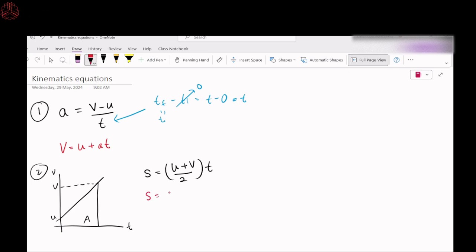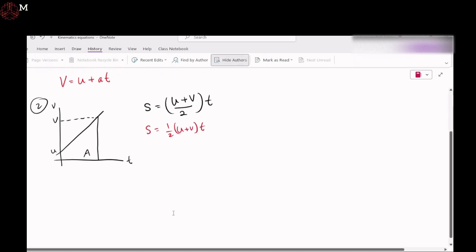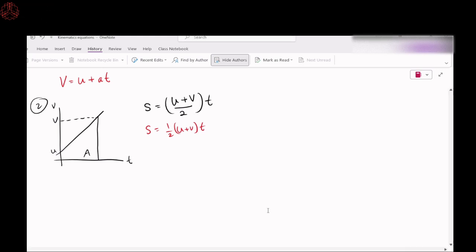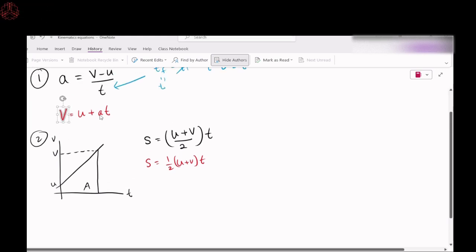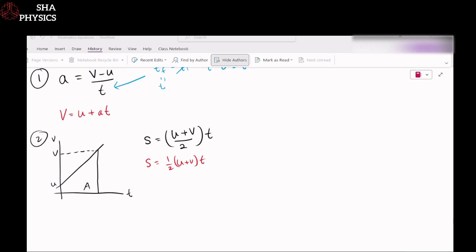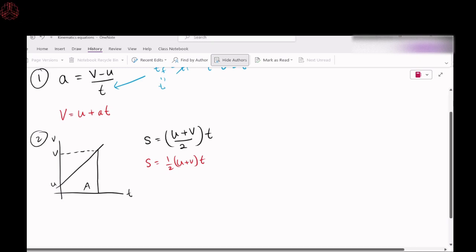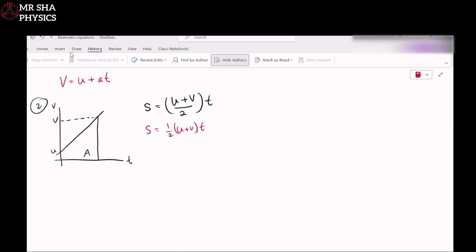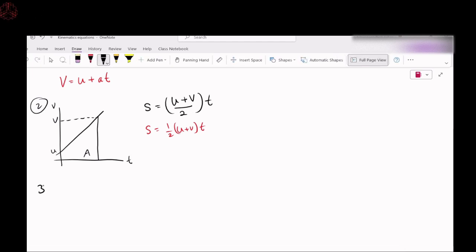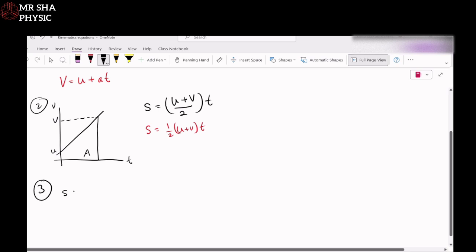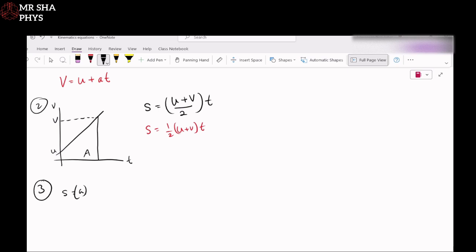So s equals half u plus v times t. Now, once we have those two, I have one equation that relates v to a, and another equation that relates s and v. So what I can do now is derive another equation, for s as a function of a, or at least s with an a in that equation.